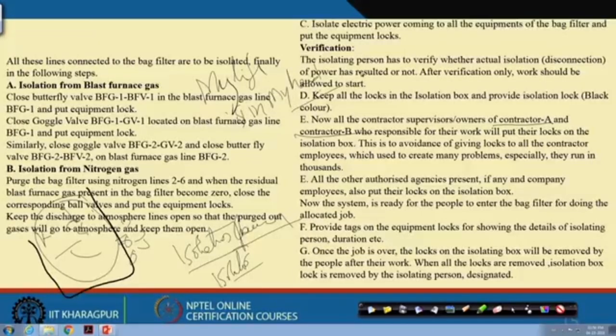Why? The person, after isolating all the energies, has put the keys in the isolation box. He has put one lock. That means all the energies are isolated and this group isolation box is locked. Now if I have to work, I put my lock here. I keep my key inside my pocket and keep doing my work. As long as I don't complete my job, my key is in my hand. Nobody can open the isolation box. So my life is in my hand. When all the people, after doing the job, open their locks, then the isolator will open the isolation box, and one by one he will open the equipment.